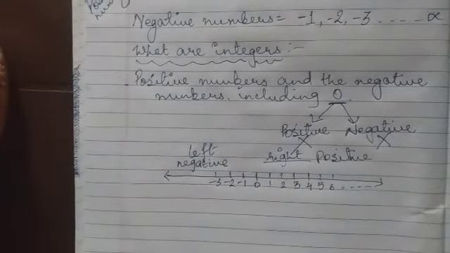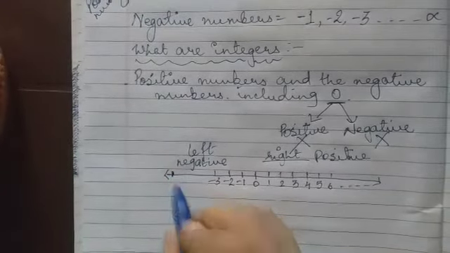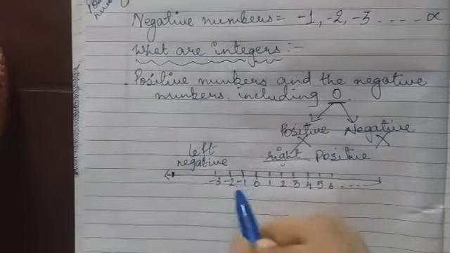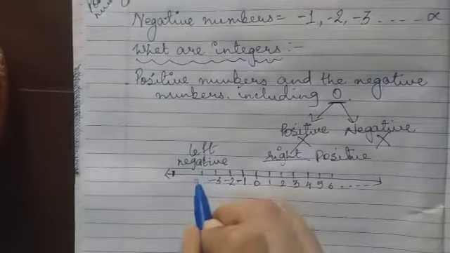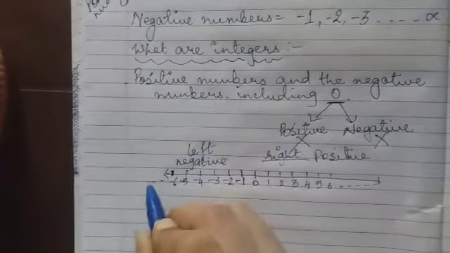Now in some cases few students start writing -1 from this side. So this is going to be wrong. You have to start writing -1 from this side: -1, -2, -3, -4, -5, -6 and so on.